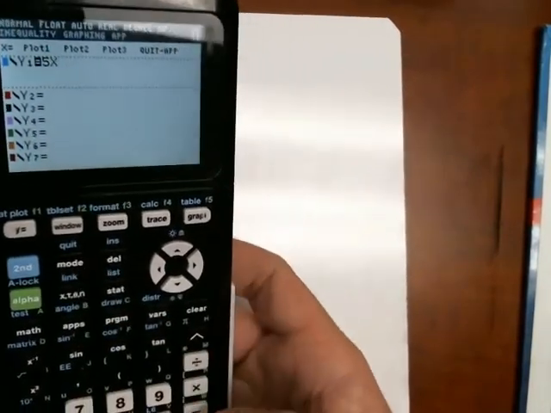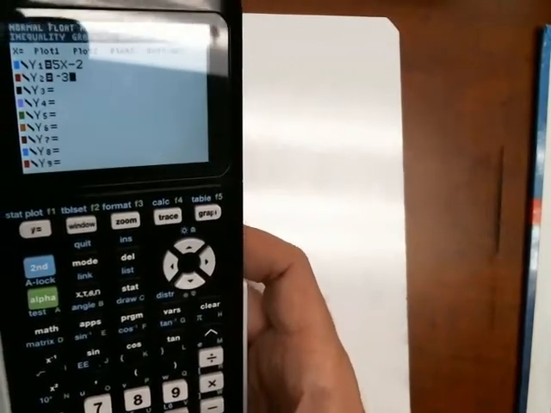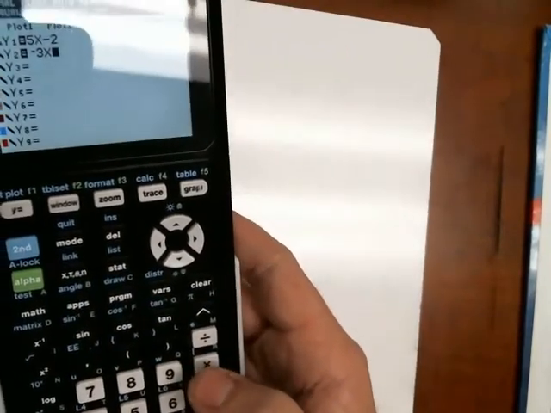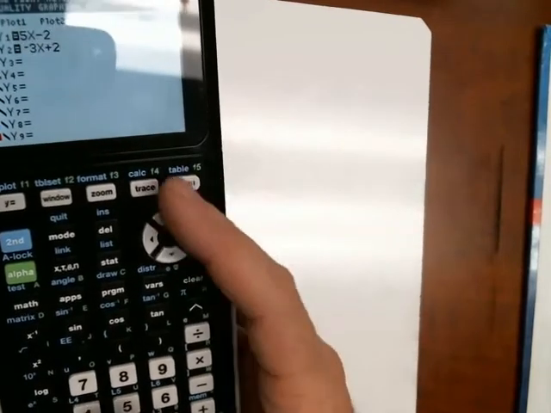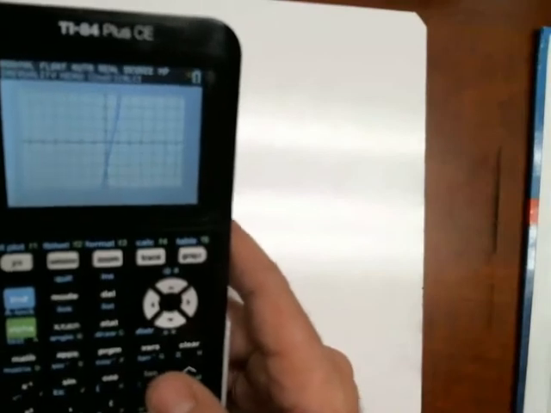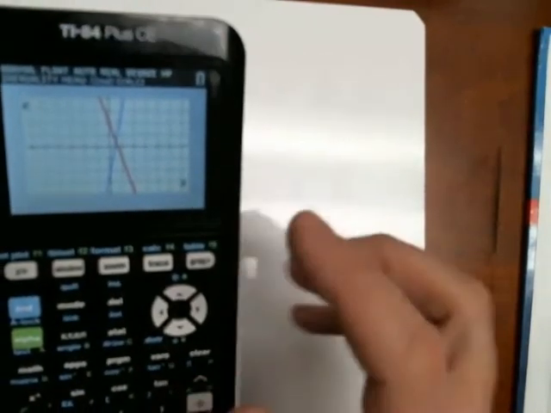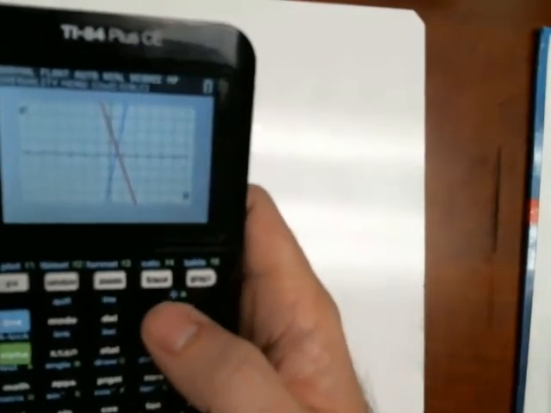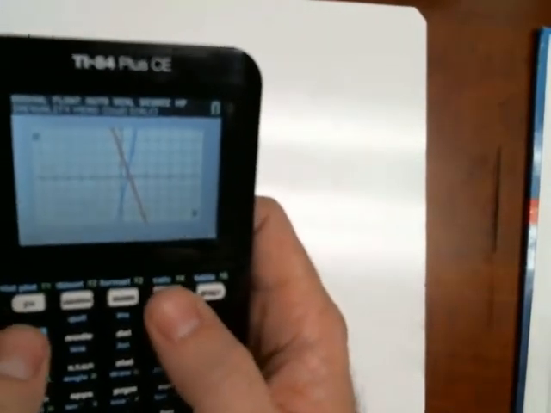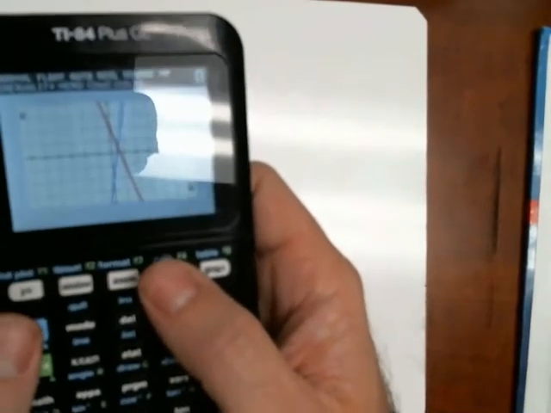So I'm going to go 5x minus 2, and we'll go with negative 3x plus 2. So I'll get 2 lines here. Line number 1 and line number 2. So I can see that they crisscross right there, but it's really hard for me to tell exactly where that is. Okay, I want to know the one point that both of these equations share.